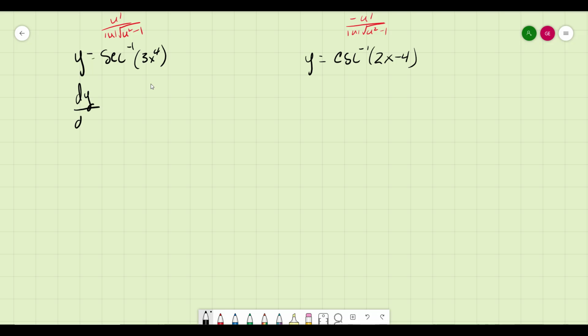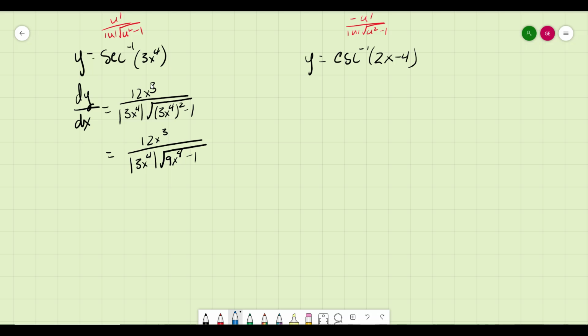So in this case, dy dx is equal to the derivative of this, which is 12x cubed over the absolute value of 3x to the fourth, and then the square root of that minus 1. Now, of course, an answer key might have this a little bit more simplified, at least squaring out the piece underneath the radical. So this might be 9x to the 8th minus 1. So just be mindful of that.